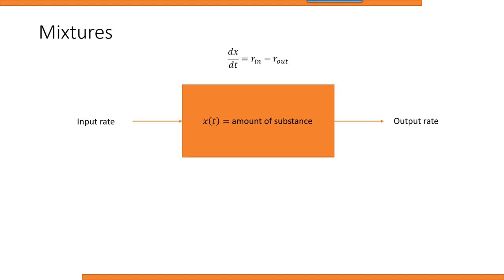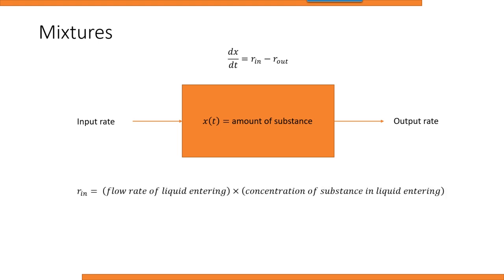So the differential equation that can describe a situation like this is dx/dt equals the rate in minus the rate out, okay, where x(t) is the amount of substance at a given time. Now, some things that we might need to come up with this differential equation in a word problem: we might need to calculate the R in if it's not given.